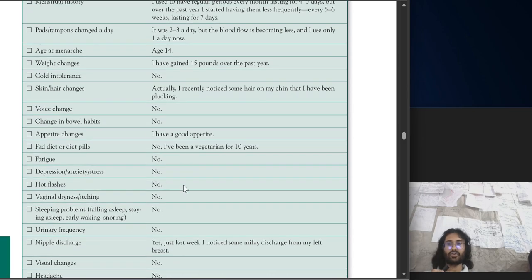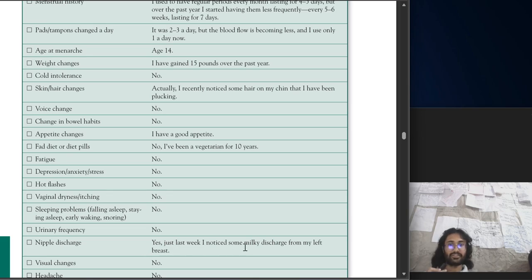Hot flashes, no. Vaginal dryness, itching, no. Sleeping problems, falling asleep, staying asleep, early waking, snoring, no. Urinary frequency, we should ask. So it's also no problem in it. So no. Nipple discharge, well, yes.